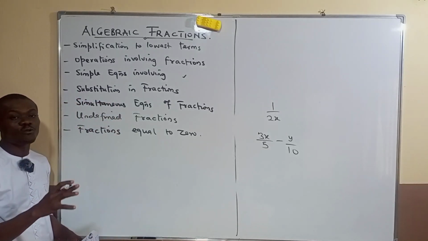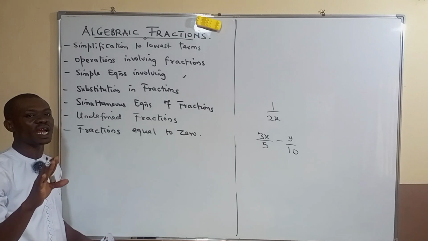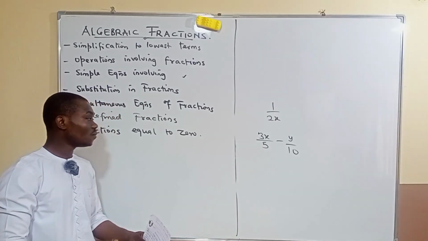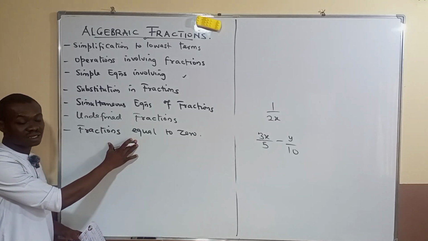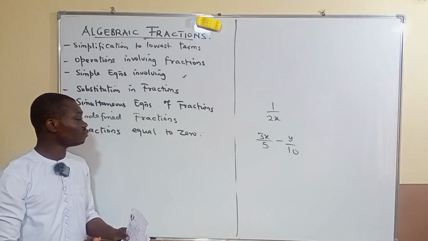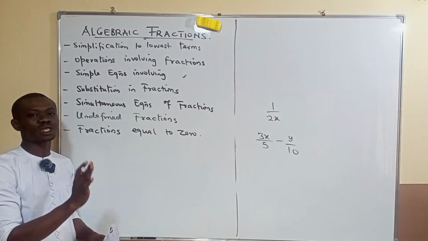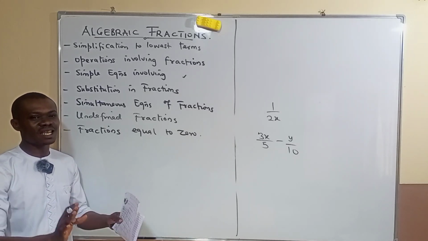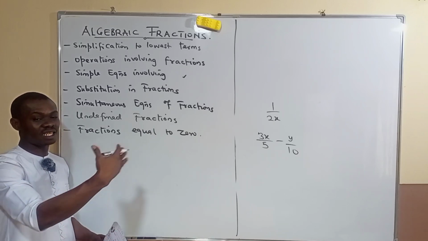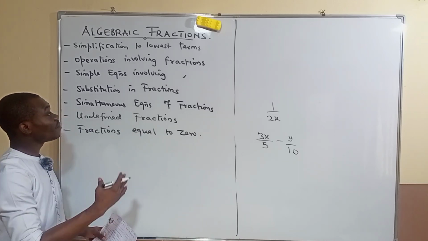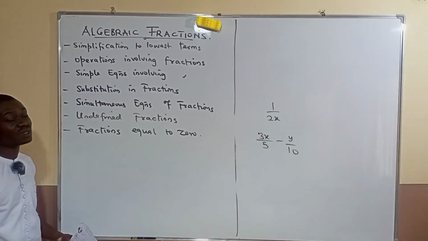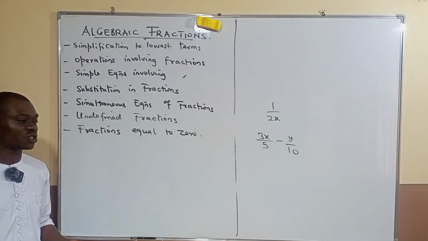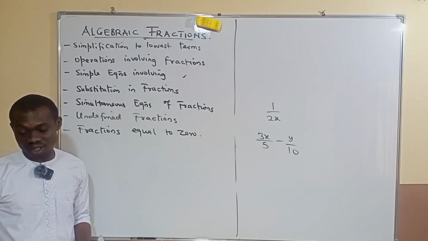We should be able to solve problems involving undefined fractions. That is to say, what does it mean for a fraction to be undefined? We are going to see that. And lastly, we will see what it means to say that a fraction is equal to 0. All of these are simple and beautiful concepts which we are going to see in our subsequent lessons. But in this particular lesson, we are going to start with the first concept, which is simplification of algebraic fractions to their lowest terms. So let's go.